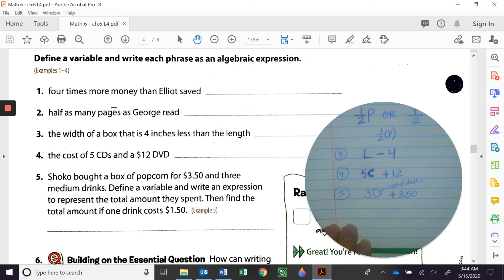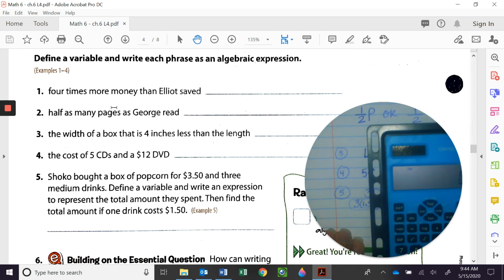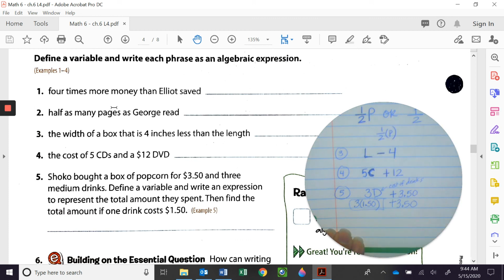Then it says, what if a drink costs $1.50? So all we would do is plug in the $1.50 for the letter D and solve it. Of course, we multiply first. If you don't know what 1.50 times 3 is, use your calculator. So we get 4.50. And then we can add our 3.50 to that. So we get $8 total.